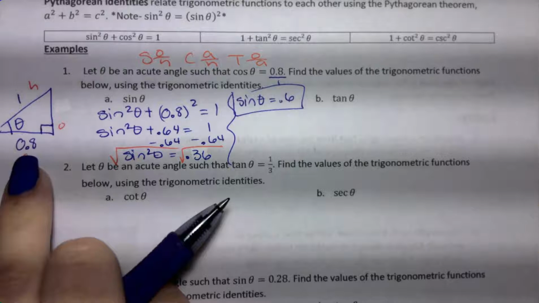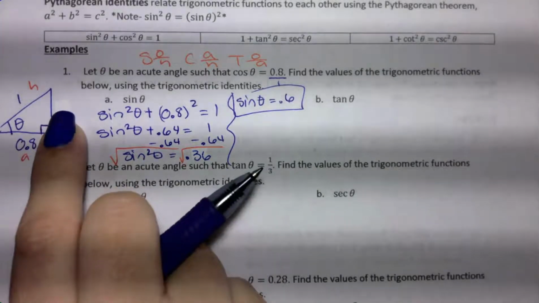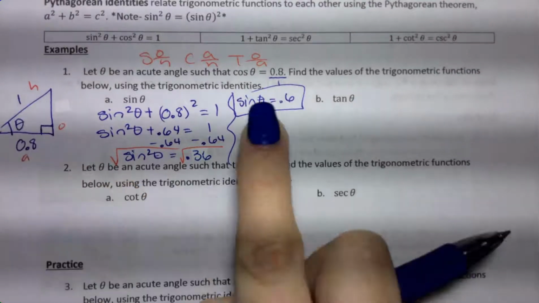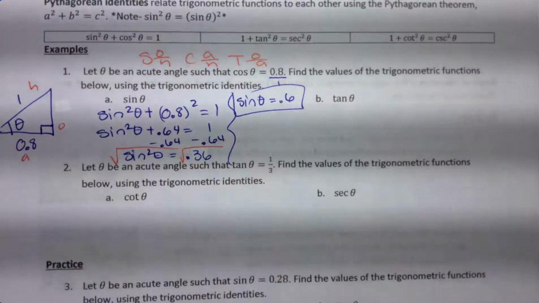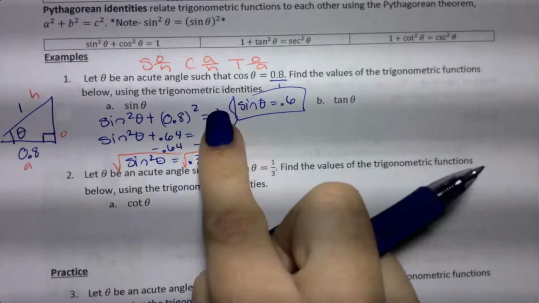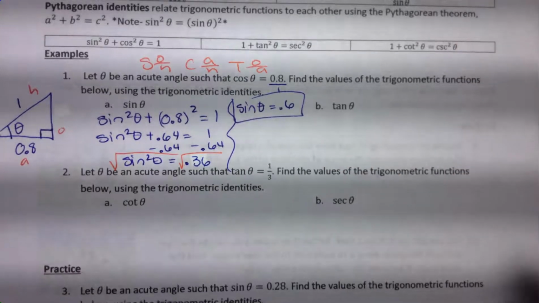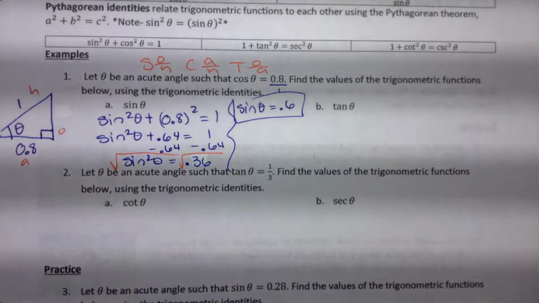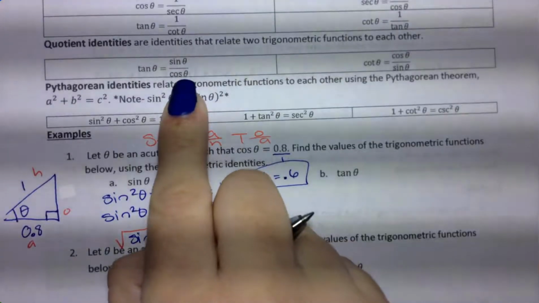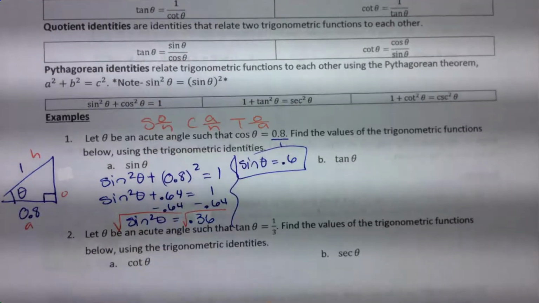So I have 0.8 is my cosine value. And then over here, this unknown value is my sine squared, or my sine, which turns into sine squared. And the 1 was the tangent value. Okay. Or no tangent value on this one. The 1 is just the 1 over here. So on B, I have tangent. I can go about this using the quotient identity for tangent, where I take sine of theta and divide by cosine of theta.